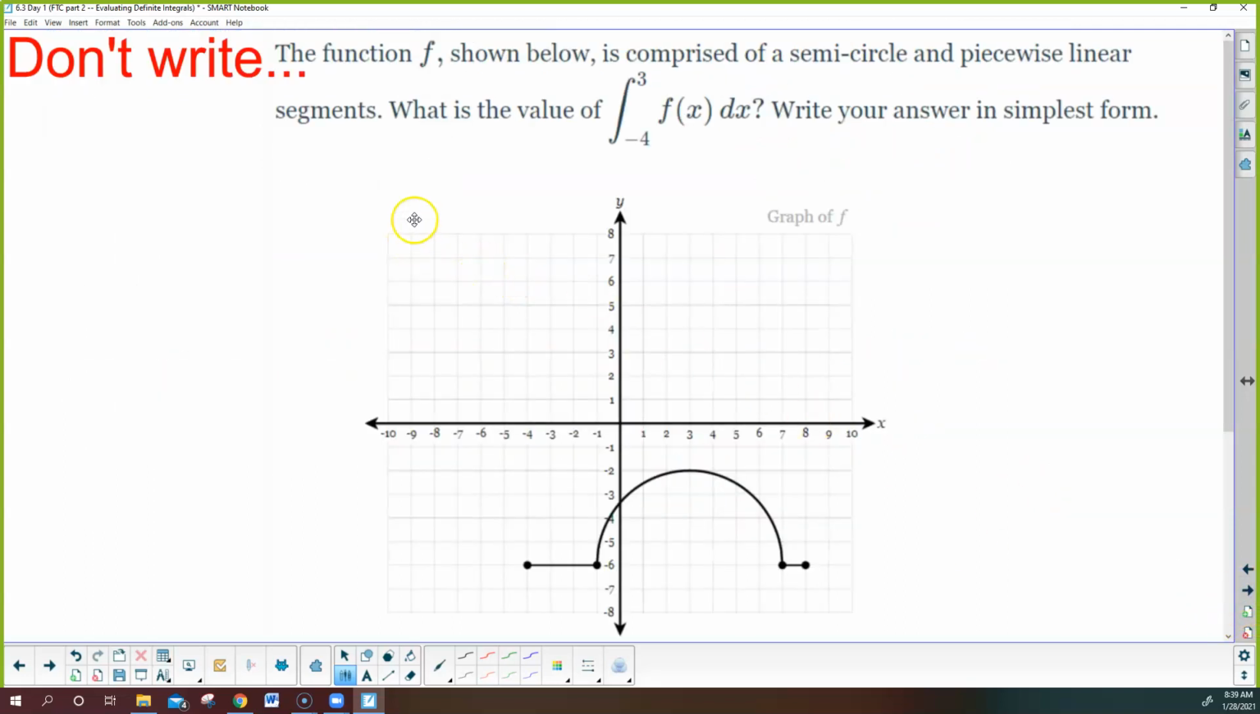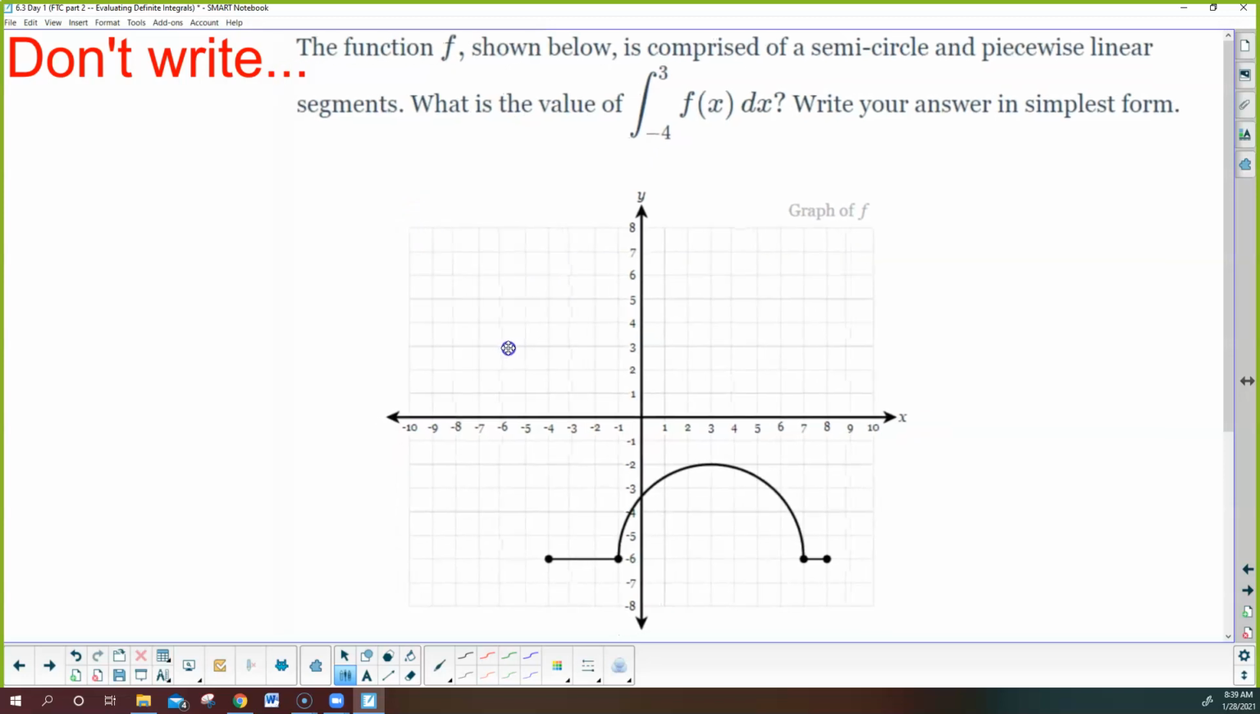All right. I don't want you to write this one. I'm going to have you do one after this. So what if they don't give me the values under the curve and they just give me a function? Now, first thing I want you to notice is this function is made up of straight lines and a semicircle. So that means the area under the curve can be geometric, which means we can use our algebra or geometry for this. So the function f is shown below. It's made up of a semicircle and piecewise linear segments. Find the value of the integral from negative 4 to 3 of f of x dx.